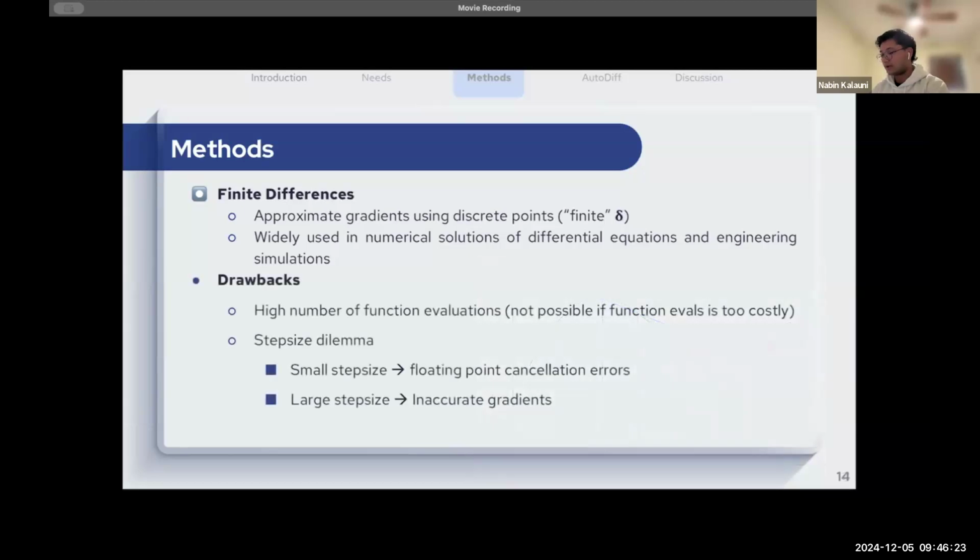And again, the drawback of finite differences is that you need to evaluate functions over and over again, right? Every single time you take a small step, you need to evaluate the function. And if the function itself is too costly to evaluate, it's going to take a lot of time. The next major drawback is something called the step size dilemma.